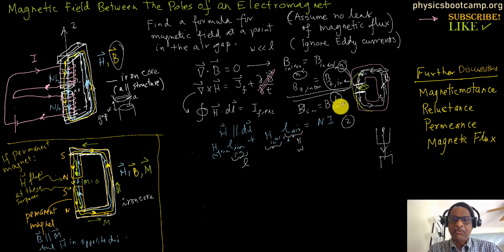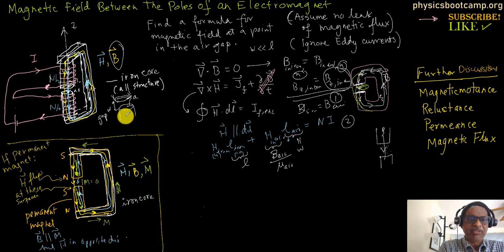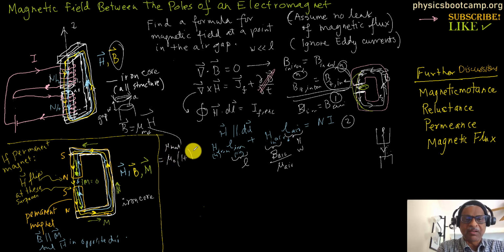So we can convert the second equation also in terms of B. This will be B in air over mu of air, using the B and H relationship. B is equal to mu of the material times H, and mu of the material you can write as mu vacuum times 1 plus chi m of the material. For iron this thing is about 200, or 1,000, you can just say 1,000 times that.